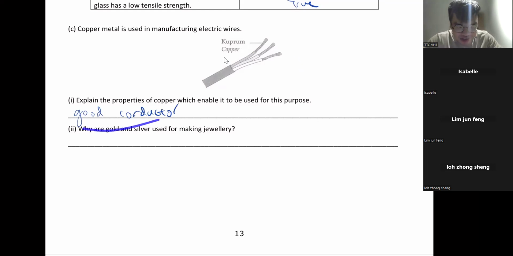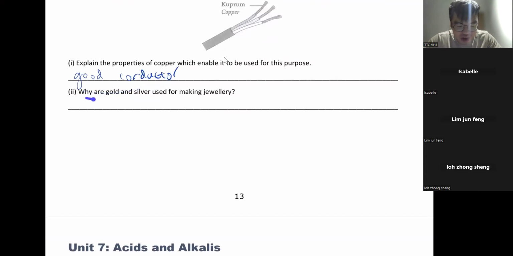Okay, good conductor of electricity. Why are gold and silver used for making jewelry? Why do we use gold and silver? Because they are very pretty. No, they are very.